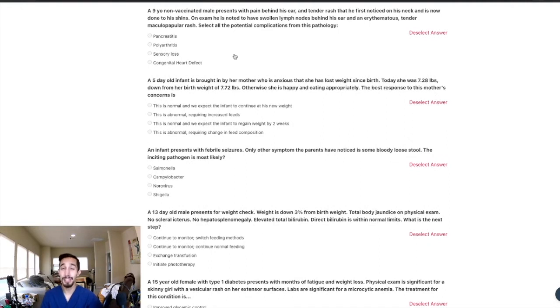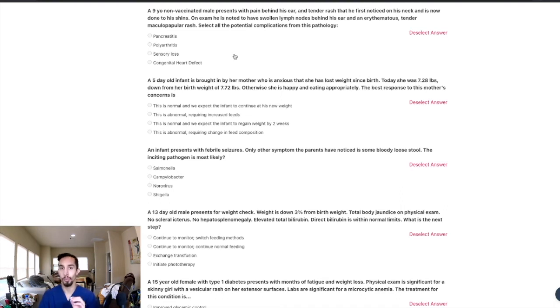Next question. You have a 9-year-old non-vaccinated male who has new pain behind his ear and a tender rash noted around his neck that descended down to his shins. On exam, he is noted to have swollen lymph nodes behind his ears and an erythematous tender rash. Select all the potential complications from this pathology.